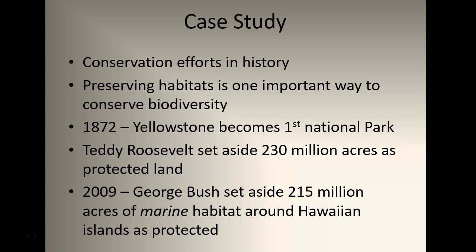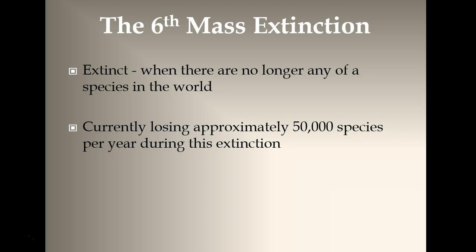And one of the more recent ones began in 2006 as an initiative during George Bush's presidency, but was finally finished in 2009. It was the setting aside of about 215 million acres of marine habitat around the Hawaiian Islands as protected. Just a couple of examples of efforts to protect biodiversity.